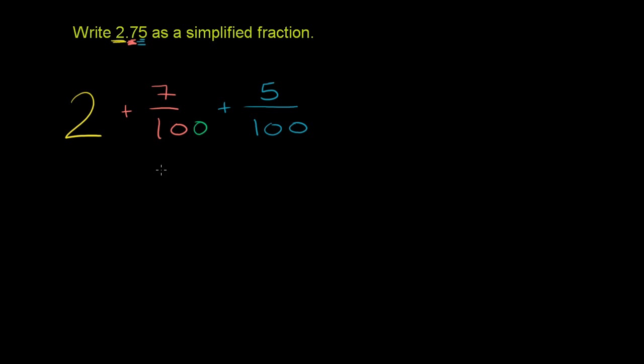But you can't just do that to the denominator. We also have to do that to the numerator. So we multiplied the denominator by 10. Let's also multiply the numerator by 10. 7 times 10 is 70. Or 70 over 100 is the exact same thing as 7 tenths.